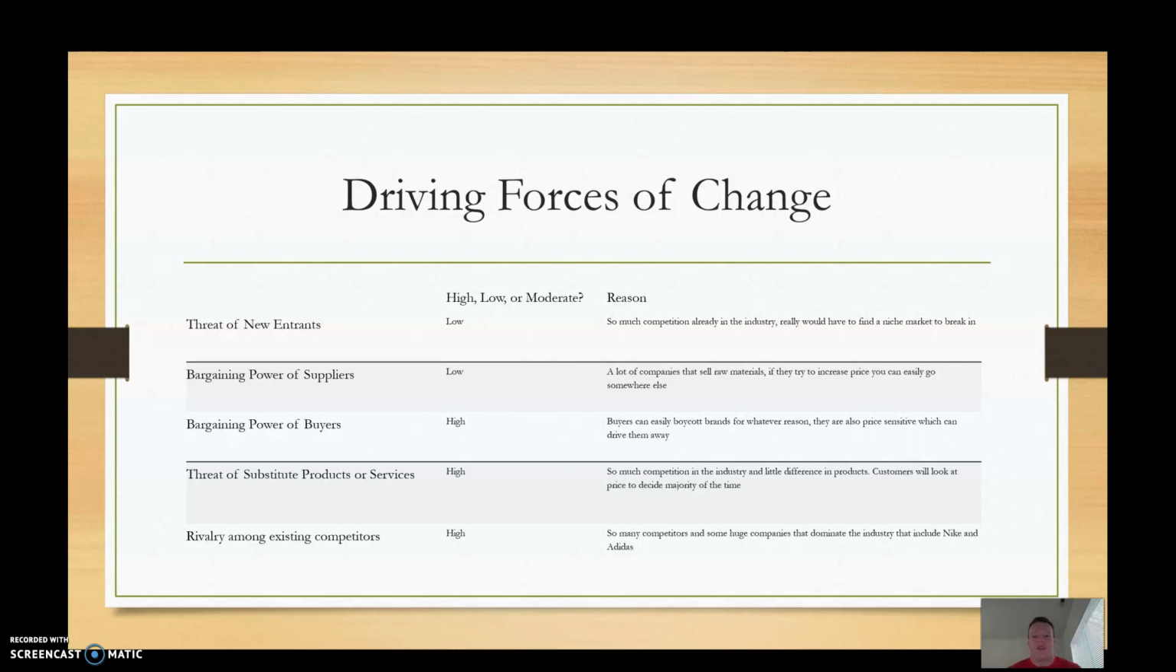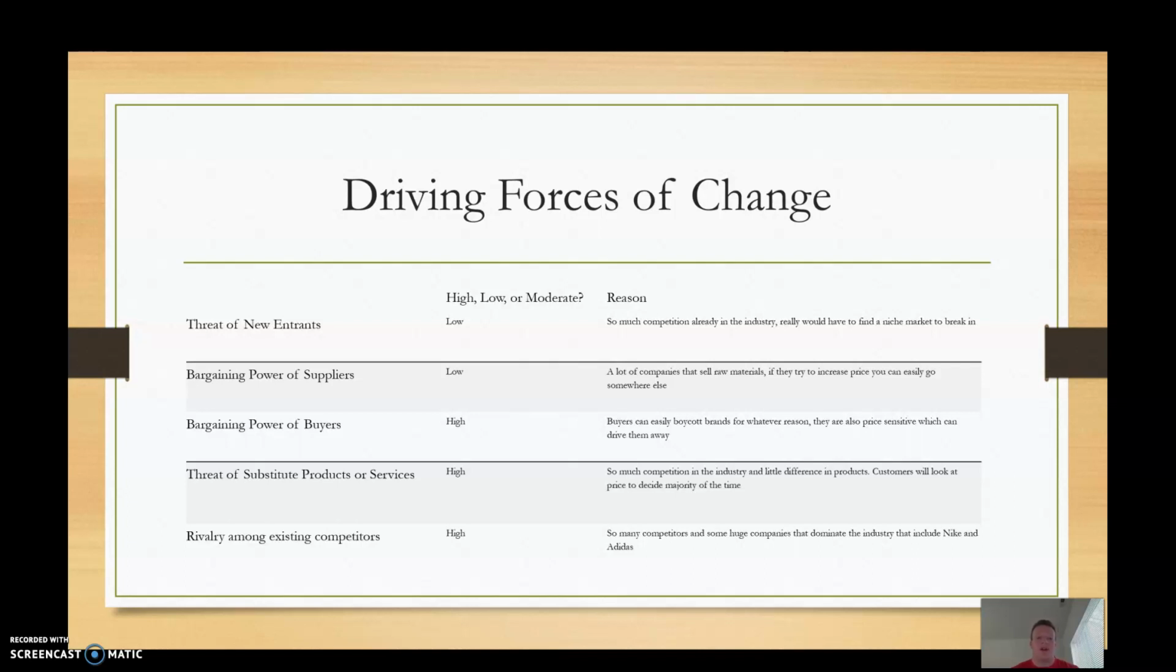Next is just the driving forces of change analysis. In the sports apparel industry, there is a fairly low threat of new entrants just because there's already so much competition, and all these companies are very innovative, so you really have to find a niche market that you can market towards in order to break in.